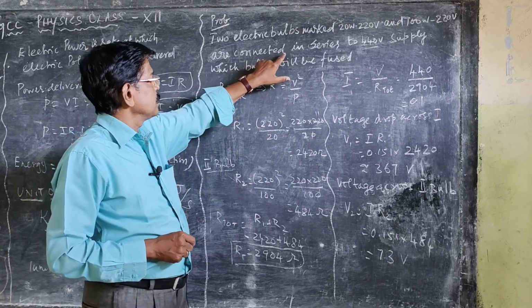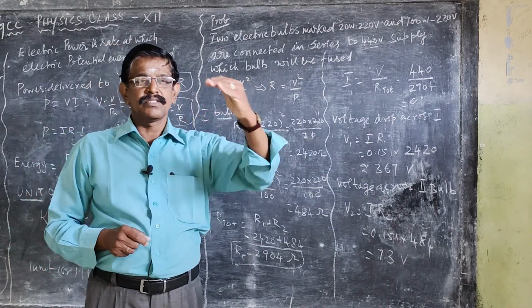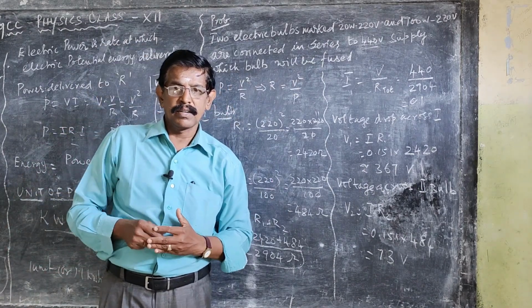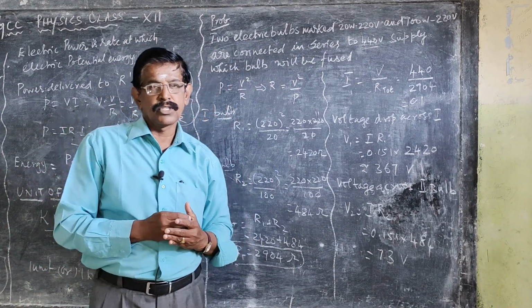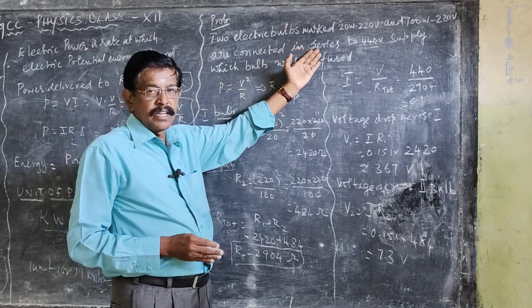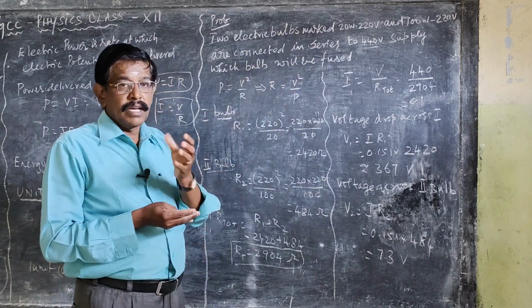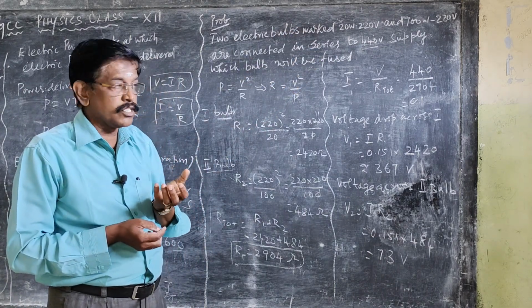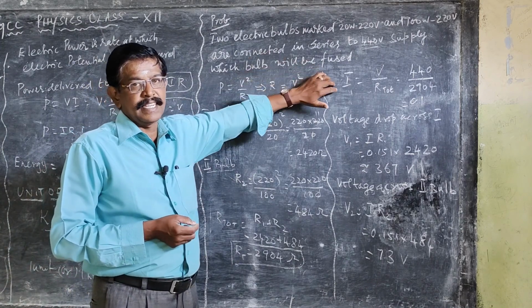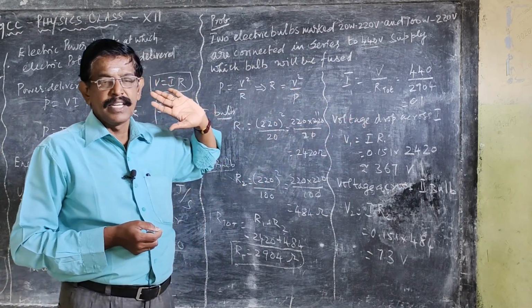See here, the two bulbs are connected in series. So first find the resistance of the bulb 1, resistance of the bulb 2. Then you add. Why you should add? Series, the problem is given series, so you add the resistance, you'll get the total resistance, then you find the current. After finding the current, you can find the voltage drop across each and every bulb.